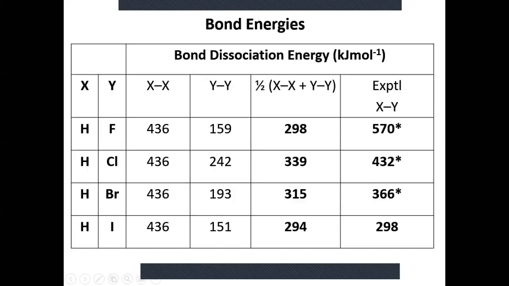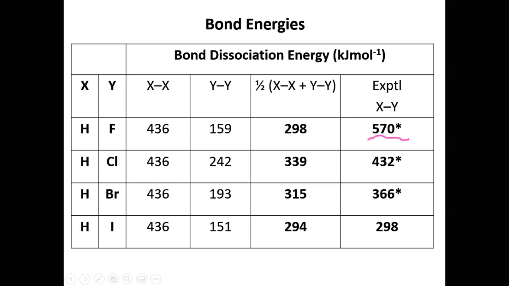And so here you look at the HF: 436 is the HH bond, 159 is the FF bond, so the average is 298. But what we observe is 570. For HCl, the average is 339, but what we observe is 432. For HBr, the average is 315. What we observe is 366. For HI, the average is 294. What we observe is 298.